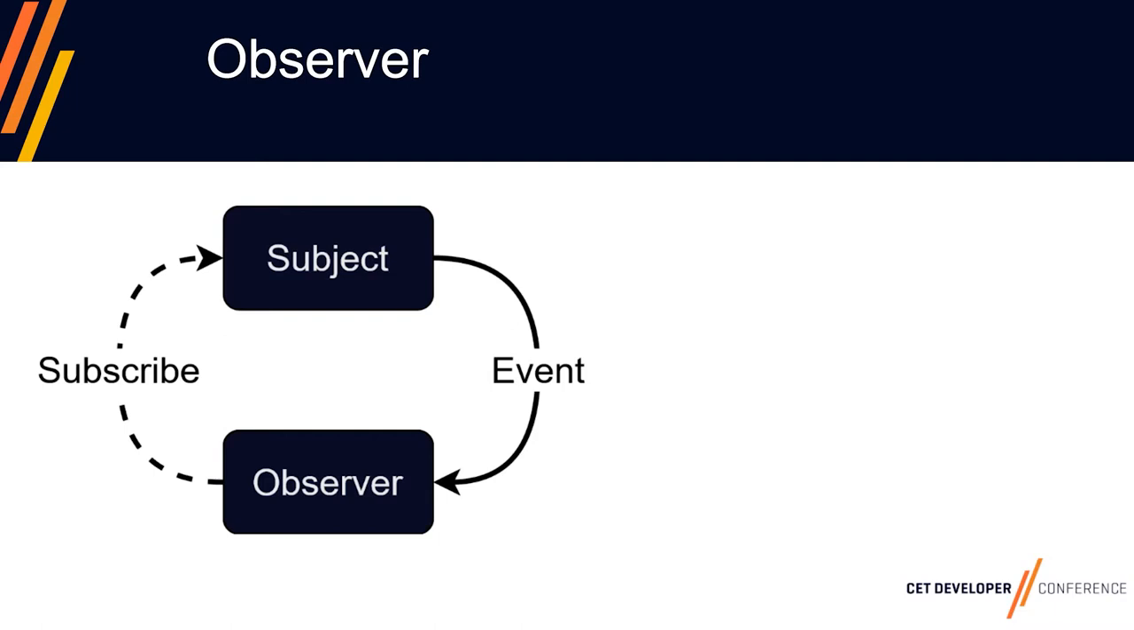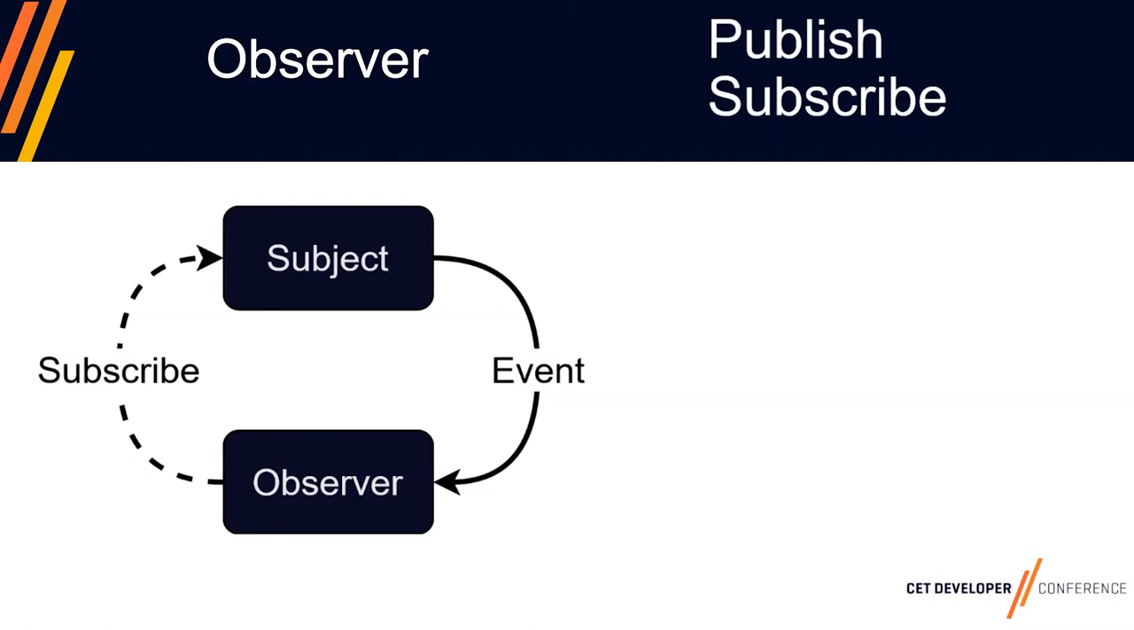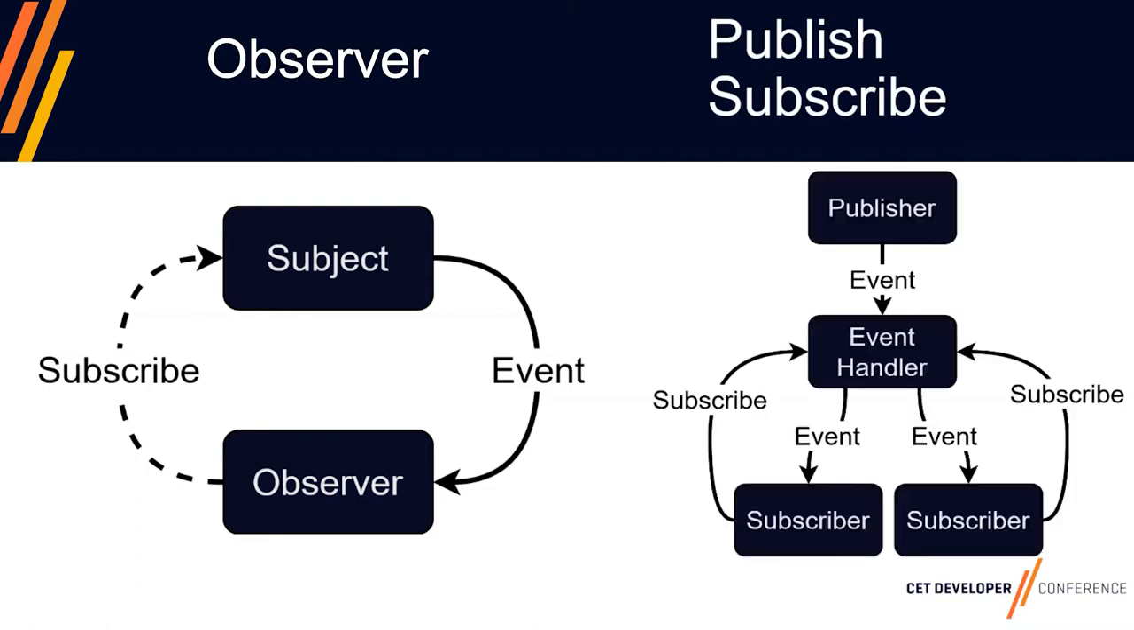Another very similar pattern to this that we won't be talking too much more about, but I wanted to bring up because I think it's important, is the publish subscribe pattern. This is nearly identical to the observer pattern, except that there is an event handler located in between your publisher and your subscriber. What that means is that your publisher, when it emits an event, emits it to the event handler. And your subscribers, when they subscribe to an event, subscribe to the event handler itself.